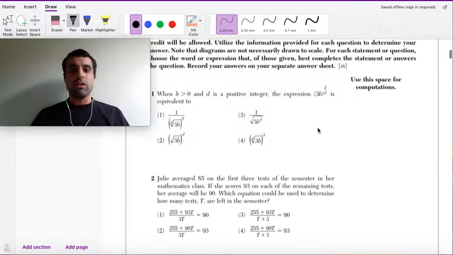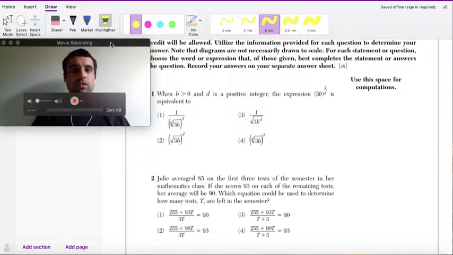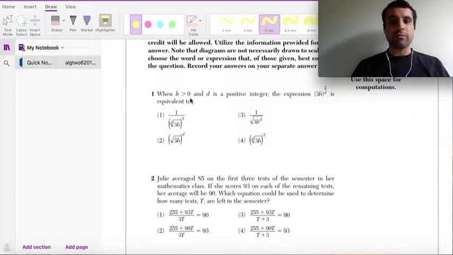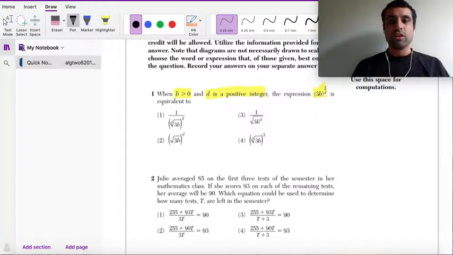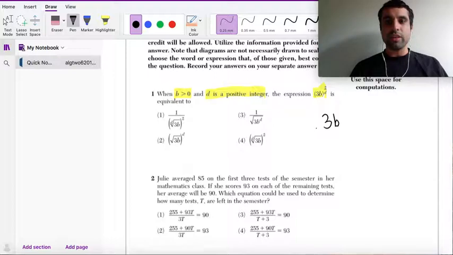So number 1, when b is greater than 0, b is positive, and d is also a positive integer. The expression 3b to the t over d power is equivalent to... So guys, all the choices 1 through 4 are in radical form, and we have a rational exponent in the question. To convert into radical form, the base 3b, which I'll keep in parentheses because they put in parentheses, will go inside a radical symbol. The denominator d will go in the index, and then the t will go in the exponent.